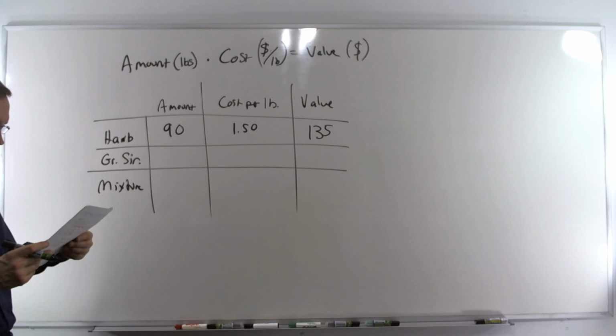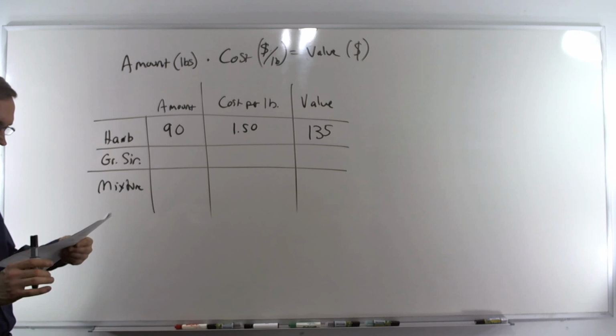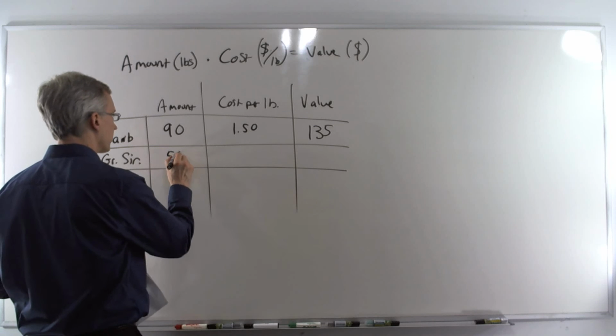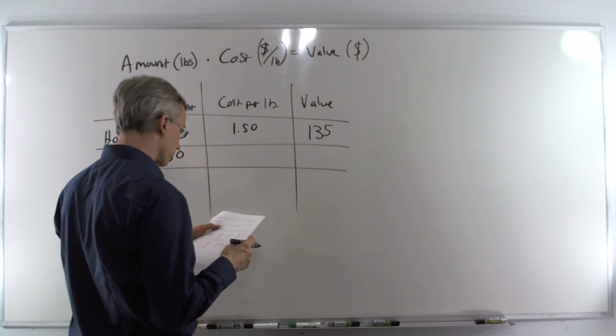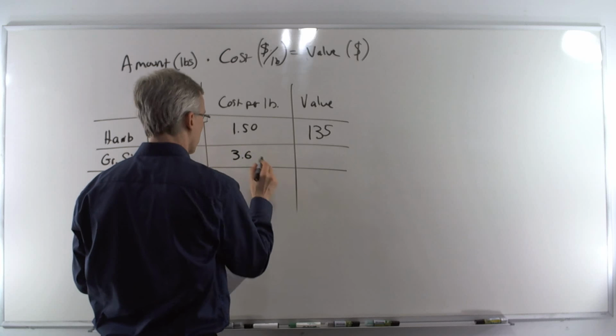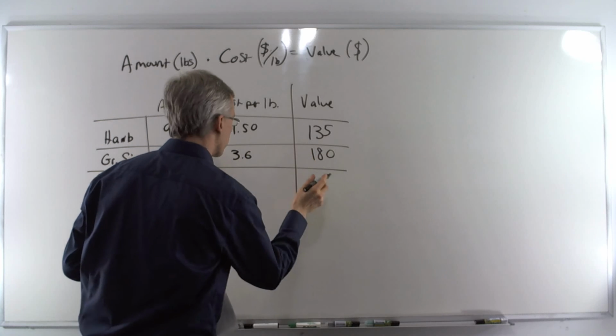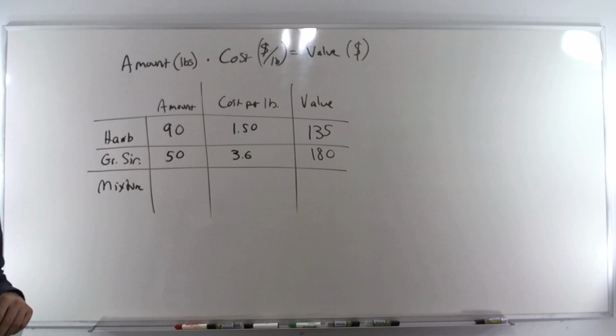All right, next one, the ground sirloin. We have 50 pounds of ground sirloin, so put that in here. And the ground sirloin costs $3.60 per pound. Multiply those together, we get $180 worth of ground sirloin.